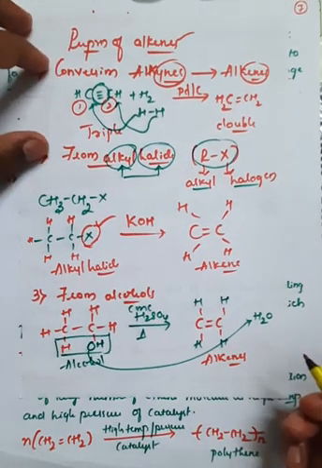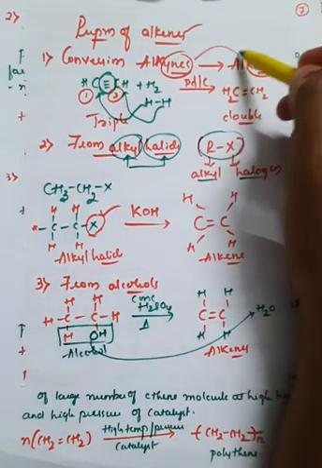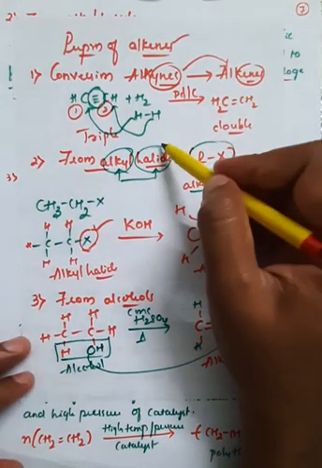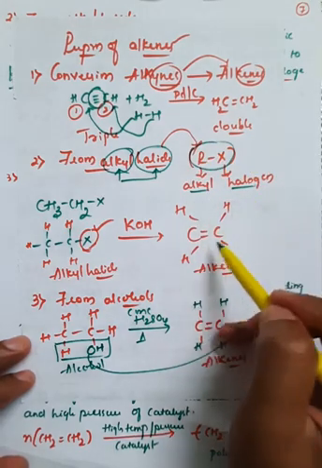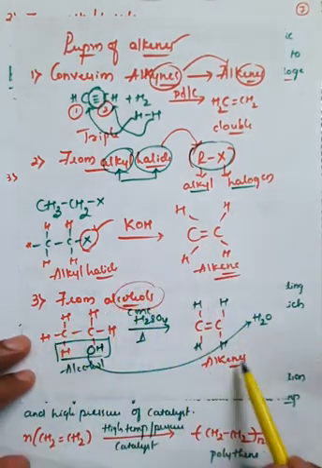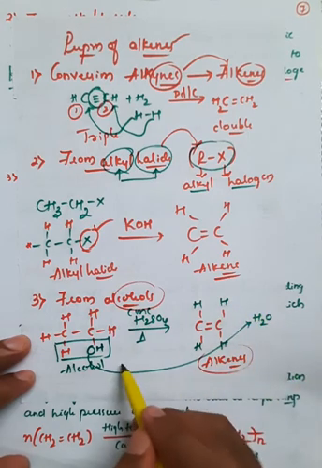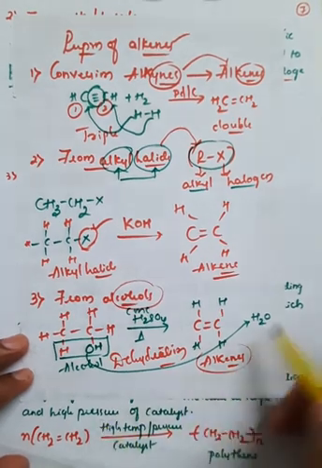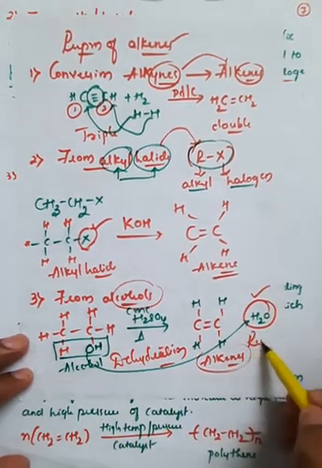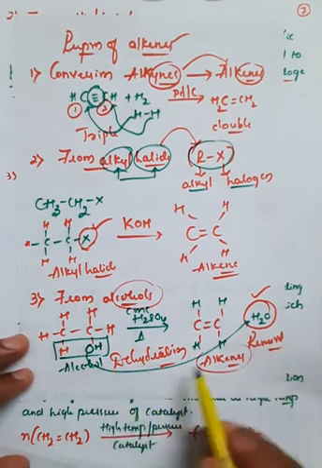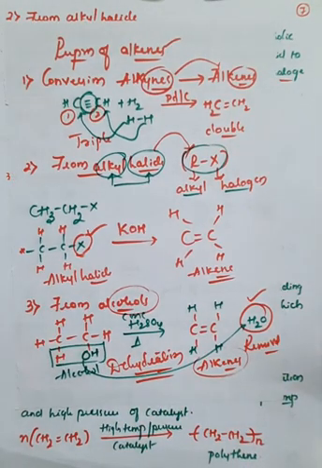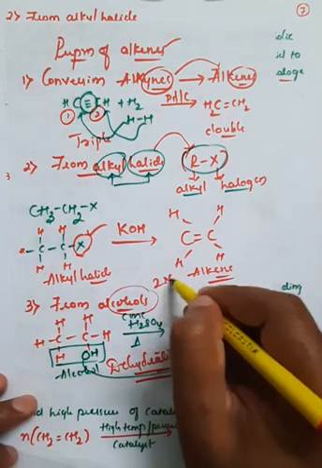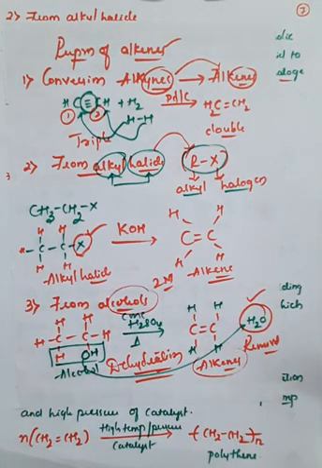Observe here, there are 3 important reactions: conversion of alkynes to alkenes, conversion of alkyl halide to alkenes, and conversion of alcohol into alkenes. This reaction is called a dehydration reaction, because during the reaction there is a removal of a water molecule. Remember this one. This might be asked for 2 marks in the annual examination: explain the preparation of alkenes with the help of dehydration reaction, or with the help of alcohol. Both are the same.